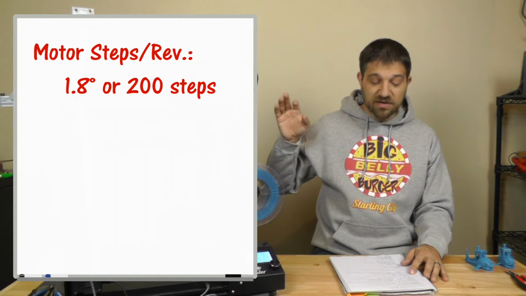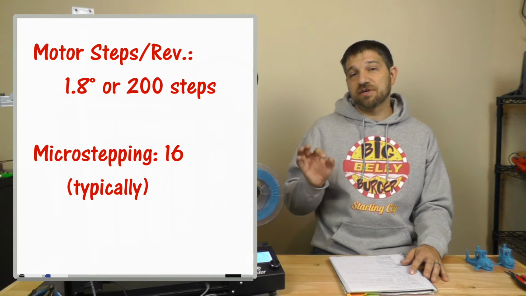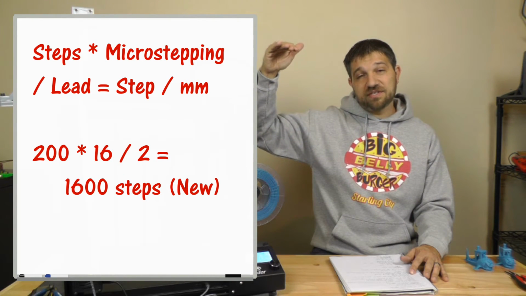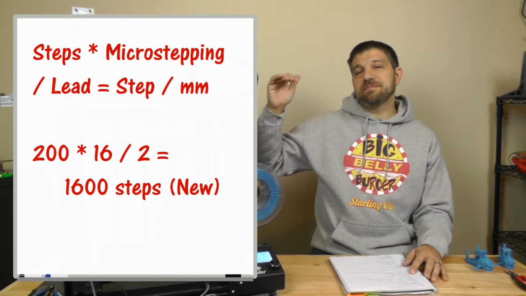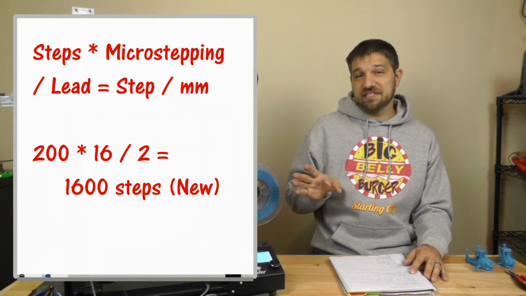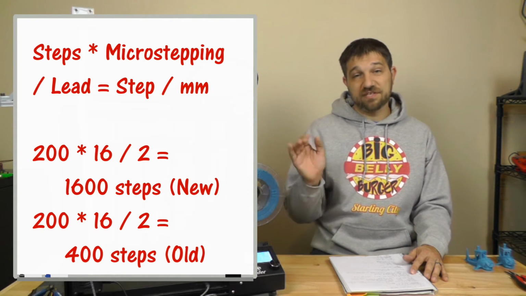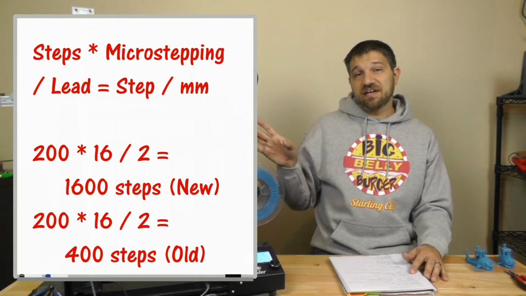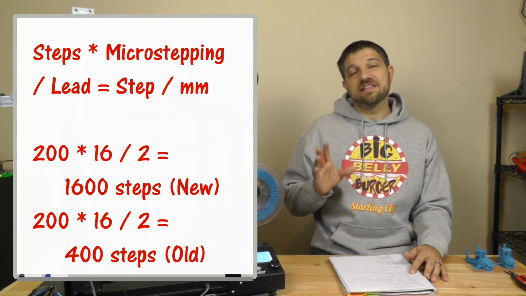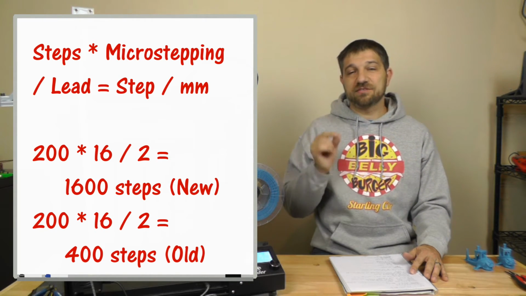So once we have that number, then we need to know what is our microstepping set to on the printer. Well, these standard Creality boards are going to be set to a 16 microstep setting. So now that we've got 200, we're going to multiply that by 16. Now we simply need to divide by our new lead, and that's going to give us our new setting. So previously, if you do the math, you will find that our setting was 400 steps per millimeter for the Z-axis. Now what we've done here is quadrupled the number of steps that it takes to turn one revolution around. That's going to leave us with 1,600 steps in order to move 1 millimeter.